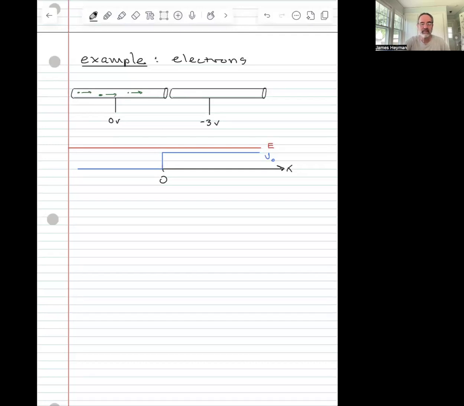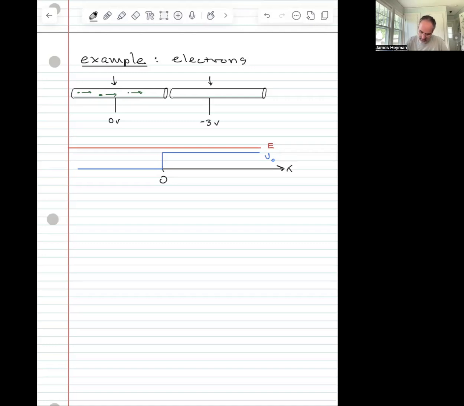Okay, well, finally, let's do an example. Imagine we have a beam of electrons traveling in a conducting pipe, which is at voltage 0. So these electrons are in a potential energy environment of 0. Then they're going to make a transition to a second pipe, which is at an electric potential of minus 3 volts. Within that pipe, the electrons will have a potential energy of plus 3 electron volts.